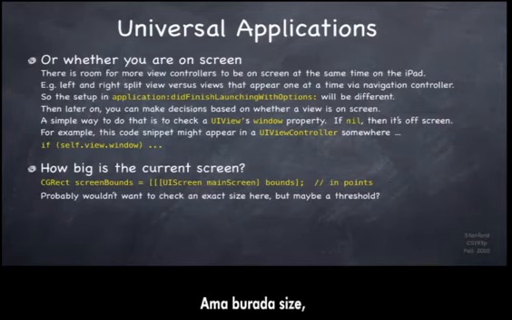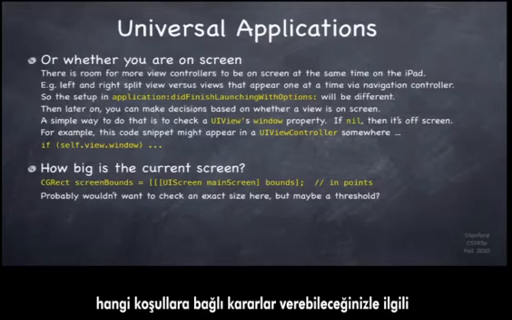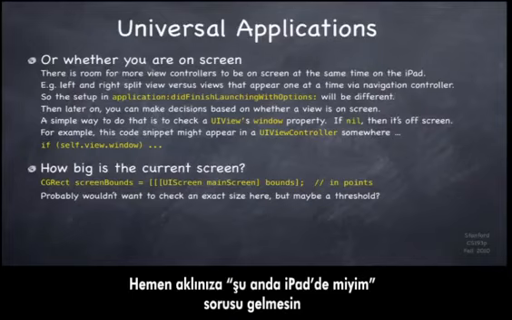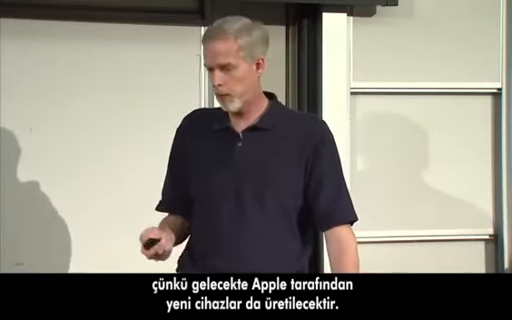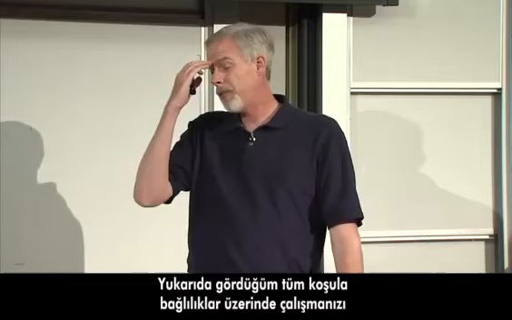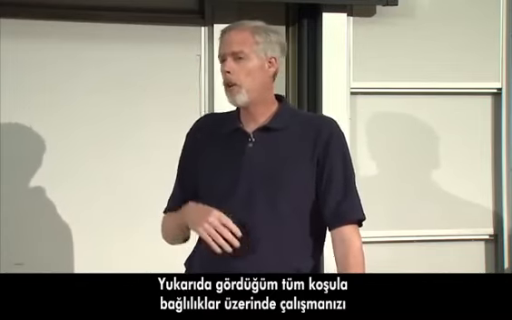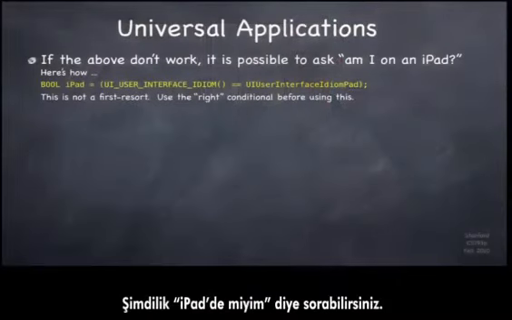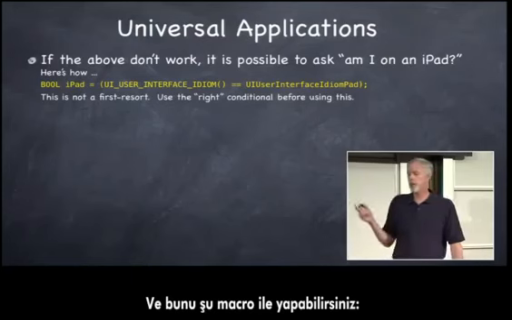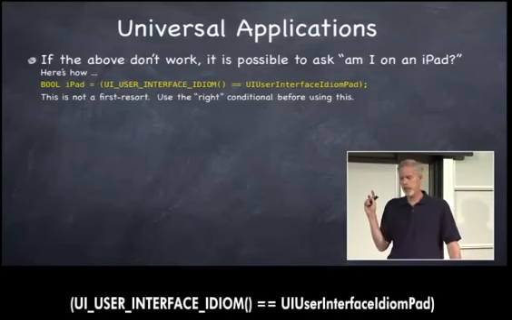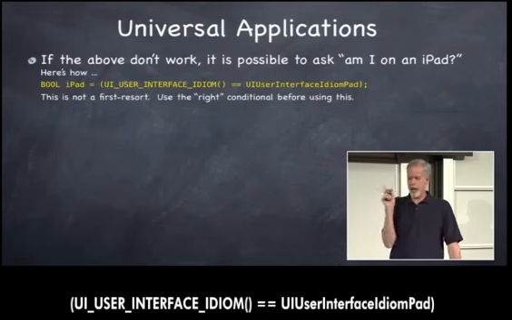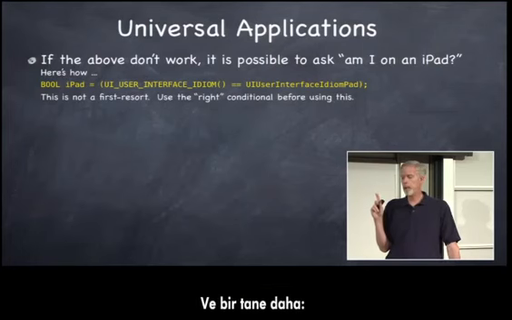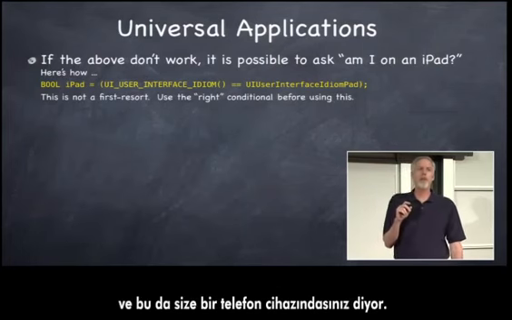It's kind of rare, but I wanted to bring an example of always thinking about what you are really making your decision conditional on. Don't just immediately go to the am-I-on-an-iPad card, because there might be new devices in the future from Apple. So if all of the above conditionals don't work and you can't think of anything else that makes sense, it is possible to ask the question, am I on an iPad? The way you do that is with this macro: UI_USER_INTERFACE_IDIOM() equals UIUserInterfaceIdiomPad. If that is true, then you're on the iPad. And there's another one, UIUserInterfaceIdiomPhone, that'll tell you whether you're on a phone device.